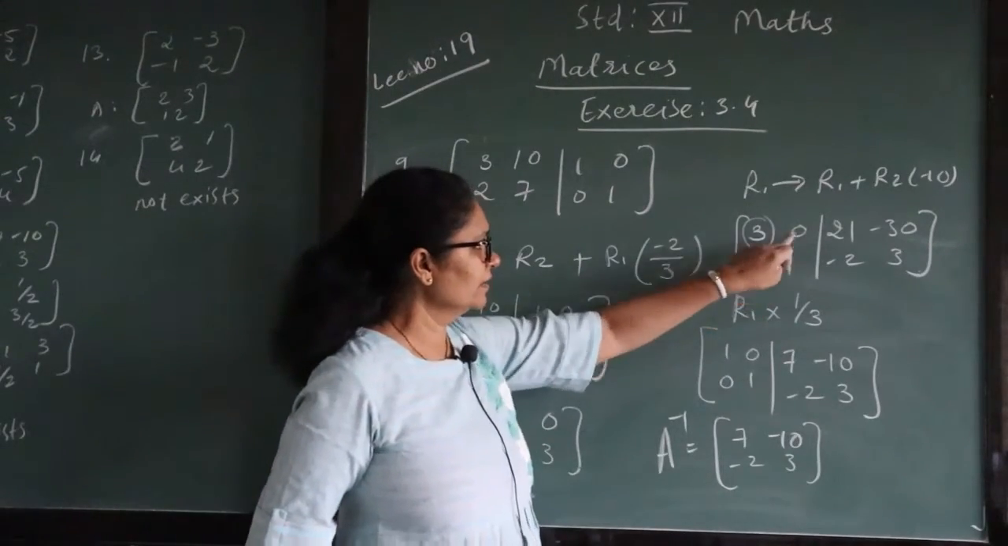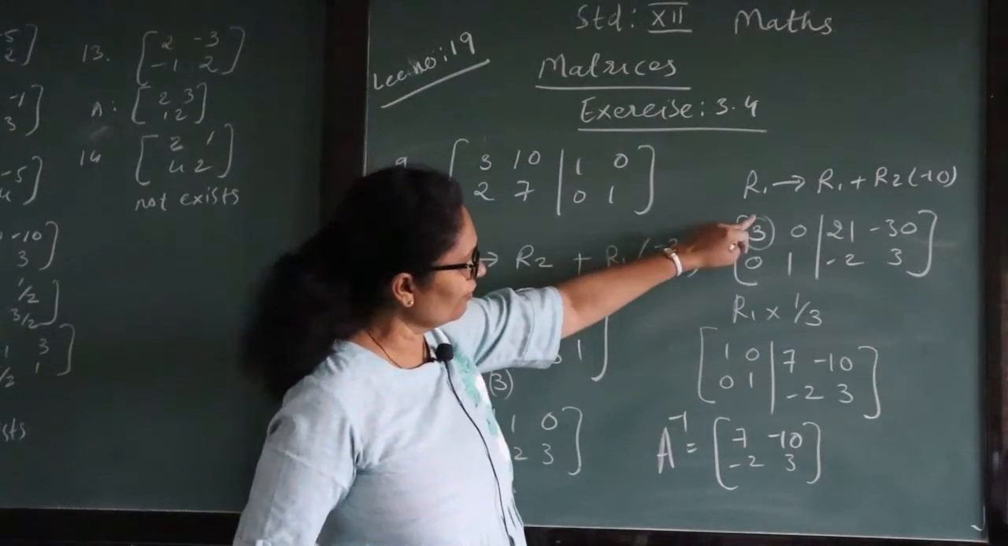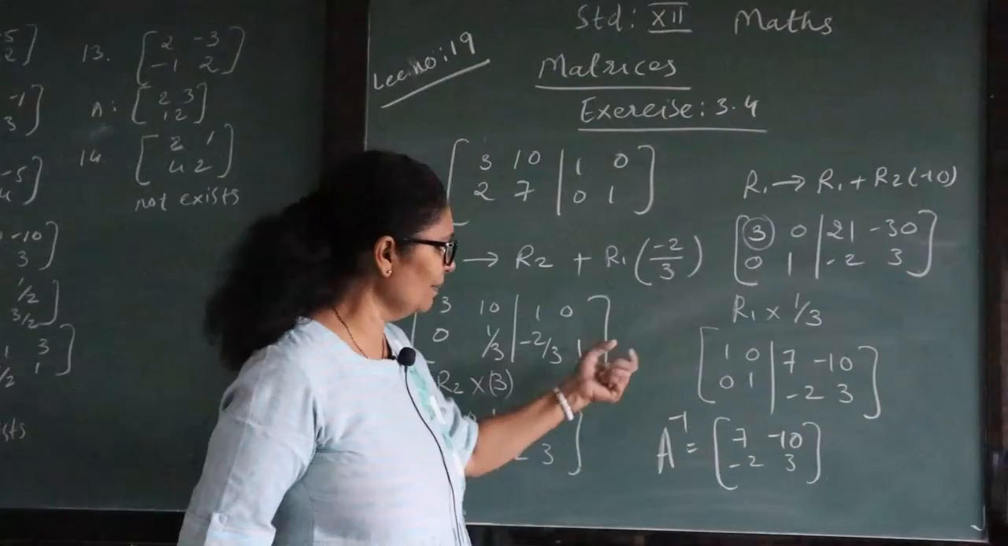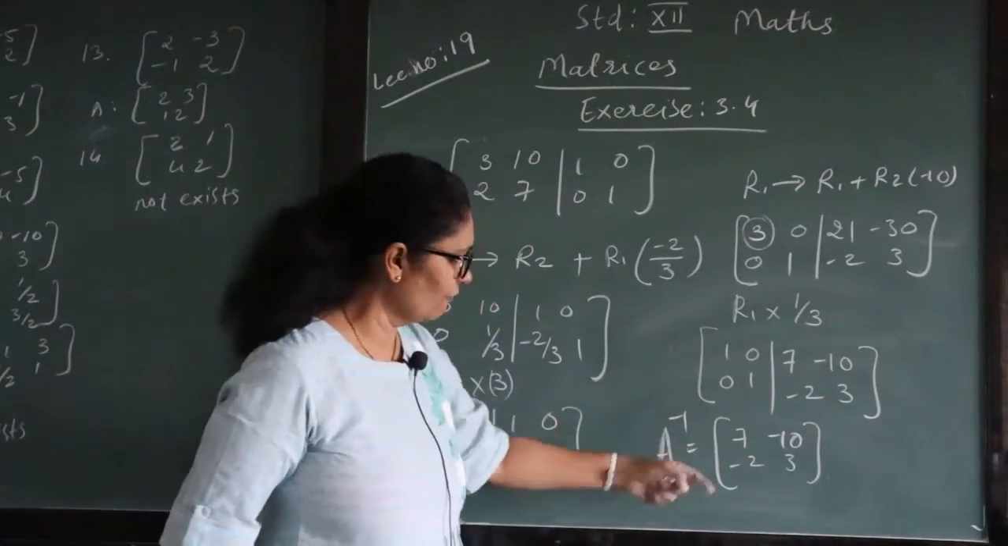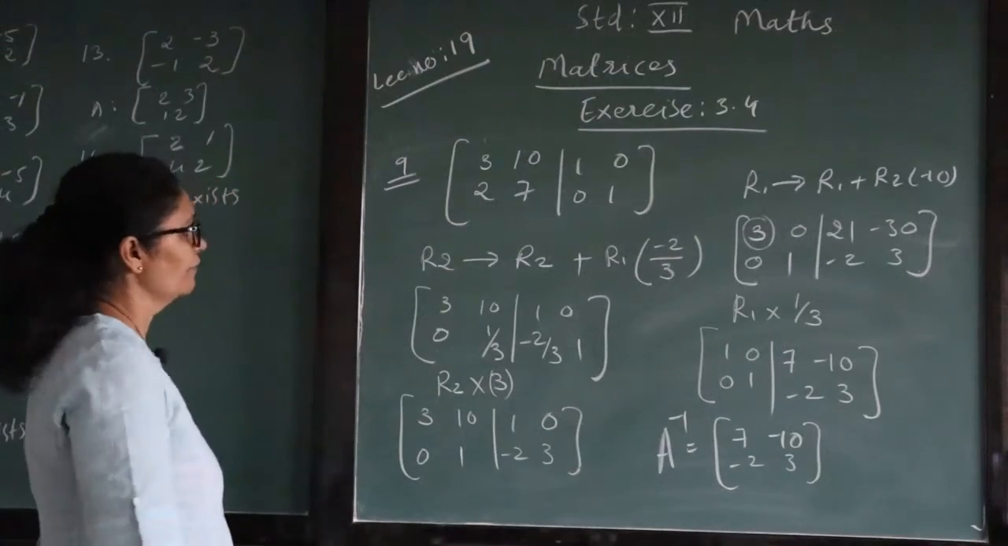We are getting this 2 0. Now here we want 1. So what to do? Divide full row by 3 or multiply with 1 by 3, meaning is same. Divided, and what you get? Here identity matrix, and here what you get? That will be your inverse.